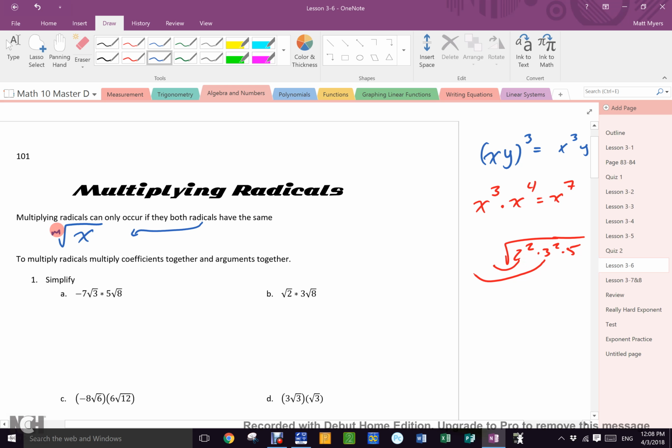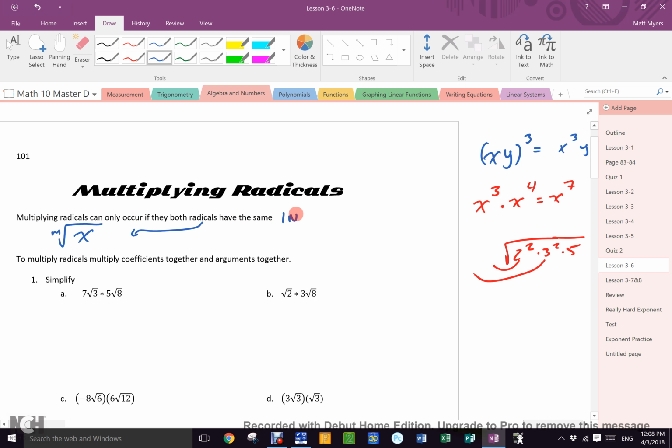So if the m is what's related to exponents, and if I have the same base, I can multiply exponents, what do you think I have to have before I can multiply radicals? The same index number. I can only multiply radicals if they have the same index.